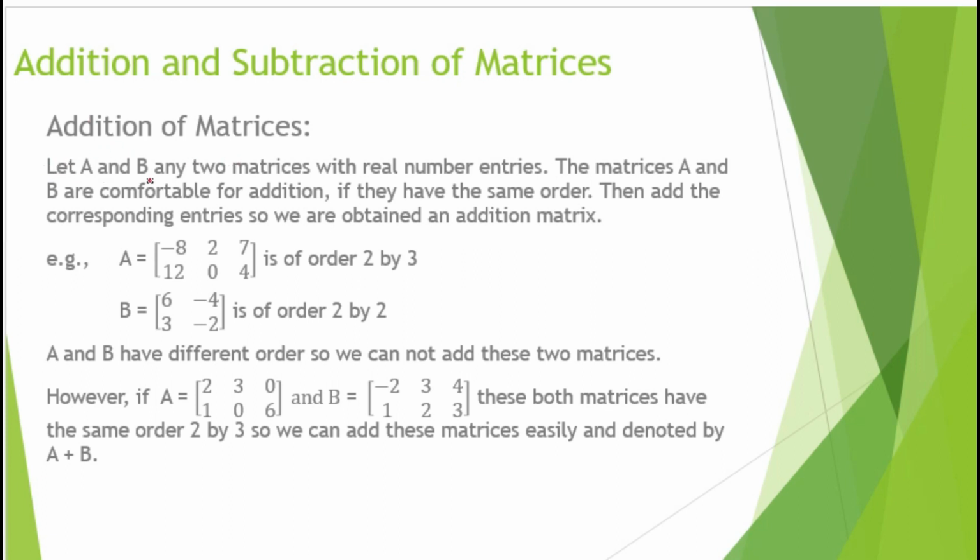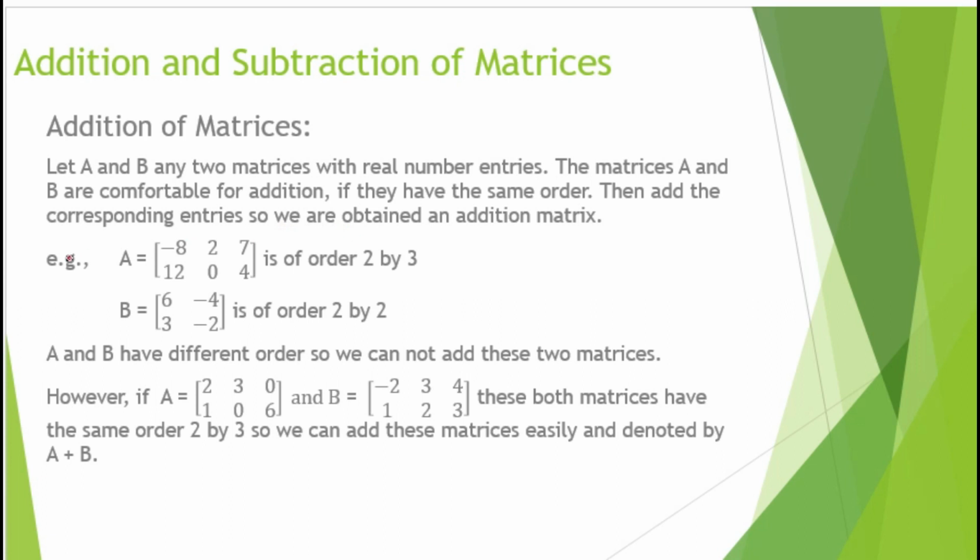Let A and B be any two matrices with real number entries. The matrices A and B are conformable for addition if they have the same order. Then add the corresponding entries and we obtain an addition matrix. So two conditions should be cleared. First, their order should be the same and entries should be real number entries. Then we can easily add their corresponding entries.